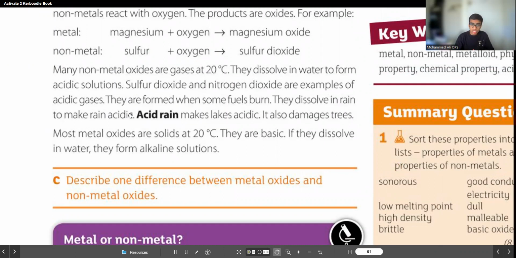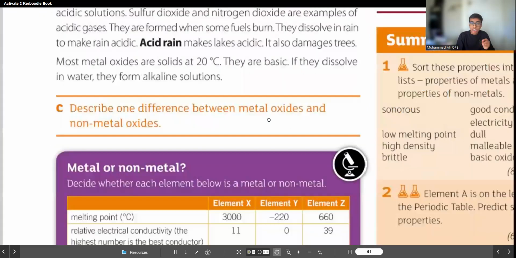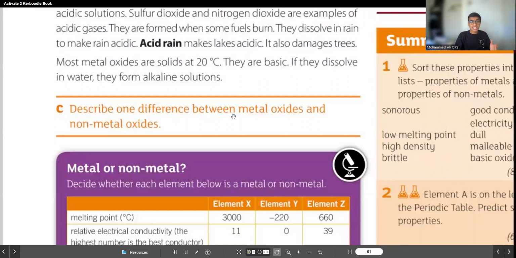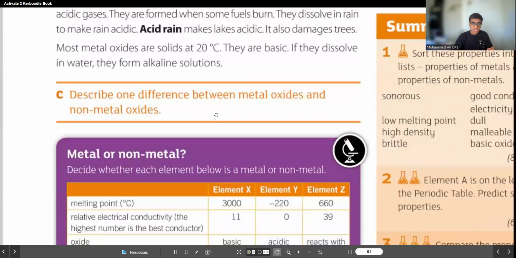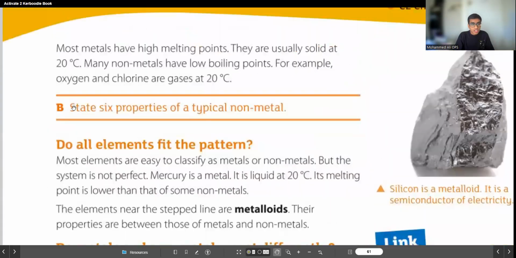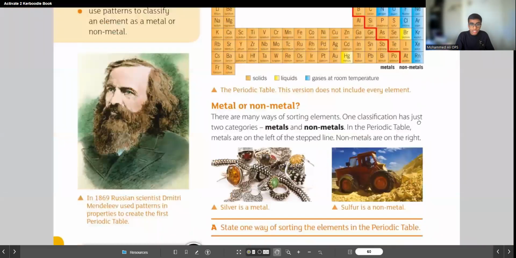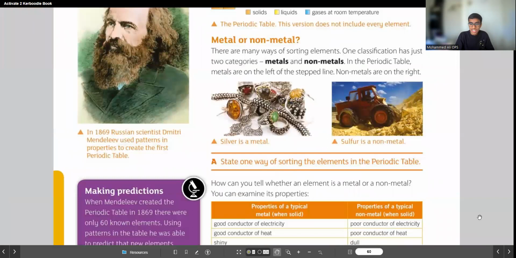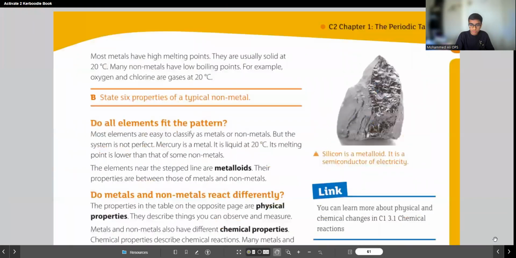And most metal oxides are solids at 20 degrees and they are basic. So if they dissolve in water, they can form alkaline solutions. Another question that you can be asked in the test is to describe one difference between metal oxides and non-metal oxides, and you need to know the answer to that question as well. You can also be asked to state 6 properties of a typical non-metal, or to state one way of sorting the elements in the periodic table.